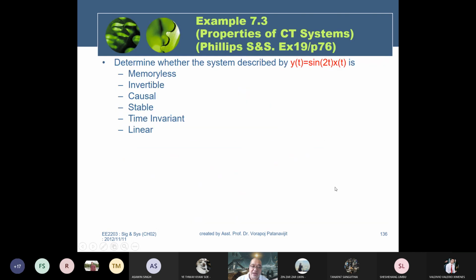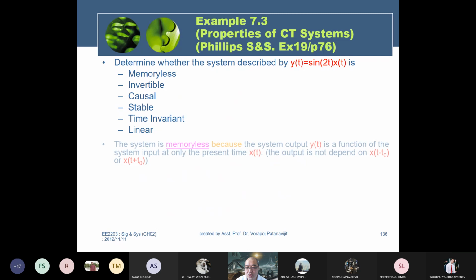Now, in a real situation, the question frequently asked provides you the system y(t) equal to psi(2t) x(t), and asks whether the system is memoryless, invertible, causal, stable, time invariant, or linear or not. You check each step first. The system is memoryless.